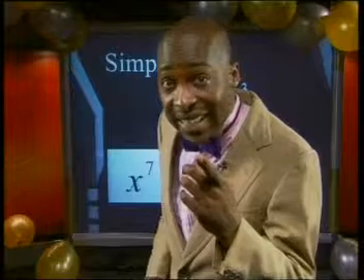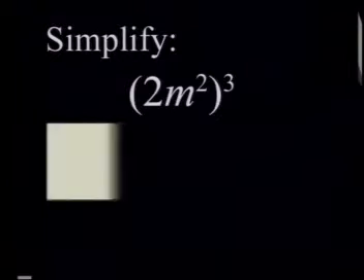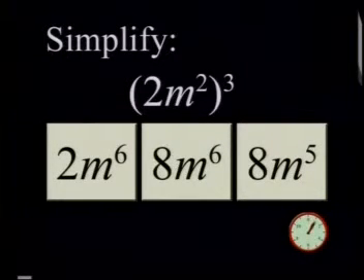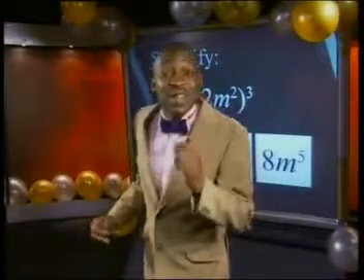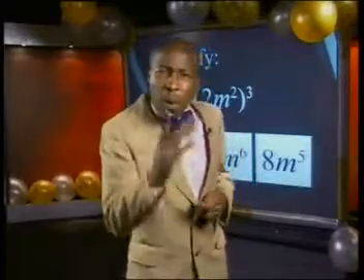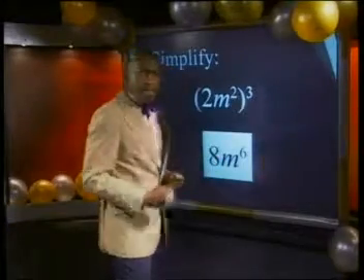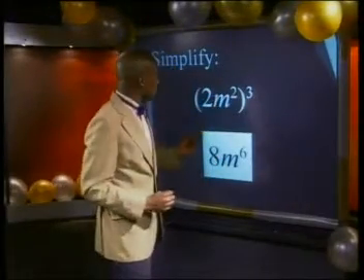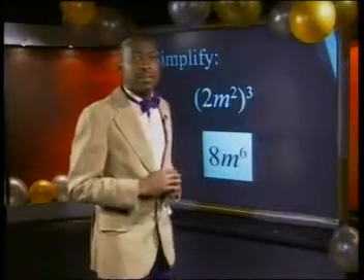Ready for another one? (2m to the power of 2) all to the power of 3. Does raising to a power sound familiar to you? Did you remember to raise each factor in the brackets to the power of 3? If you did, you would get 8m to the power of 6. Don't forget that the 2 is cubed and you have to multiply the exponents 2 and 3, not add them.